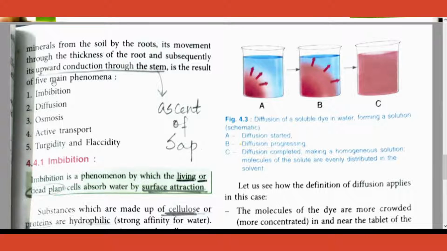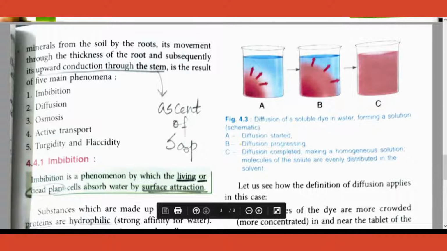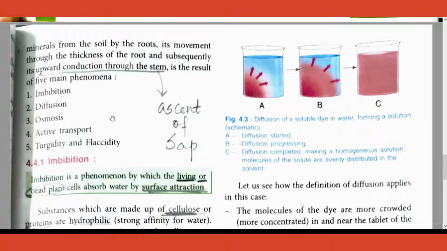Here there are 5 phenomena given. These are the 5 things which help in conduction of water upward through the stem. And what is the other word for it? The other word for it is ascent of sap. Now, probably you feel like I'm going too fast. As we cover the important concepts in the chapter, this will be clear to you. I'm just telling you what is a possible question from here.